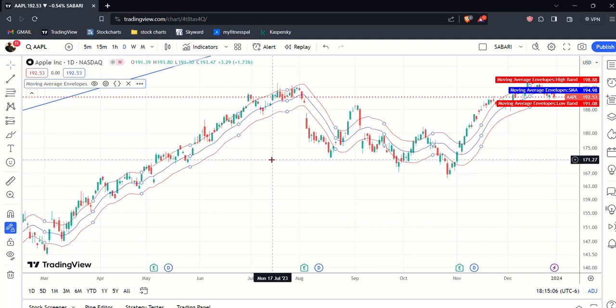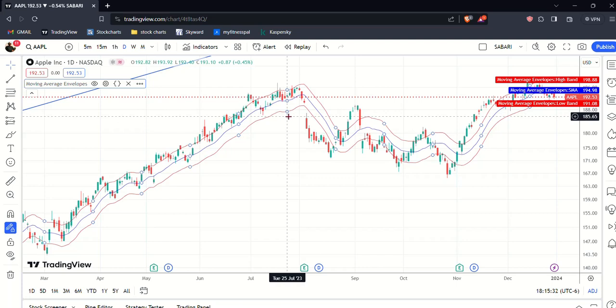What is the calculation method for the percentage envelope? Just take a percentage, add it on top of the moving average and deduct it from the moving average. It will create a percentage envelope. When price crosses above the envelope, it triggers a buy signal. When it crosses below the envelope, it creates a sell signal.